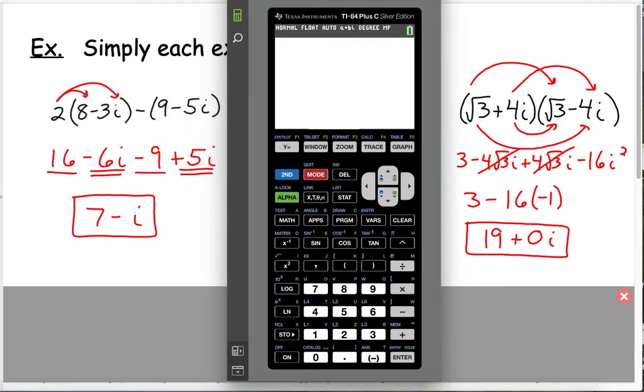Now, let me work out the first problem. I'm just going to type in 2 parenthesis 8 minus 3, and then the i is above the decimal point on the bottom row. So I'm going to press second and the decimal point to get i. Close parenthesis minus, and then 9 minus 5i. Second decimal point to get my i. Double check that I typed it correctly. Looks good. 7 minus i.